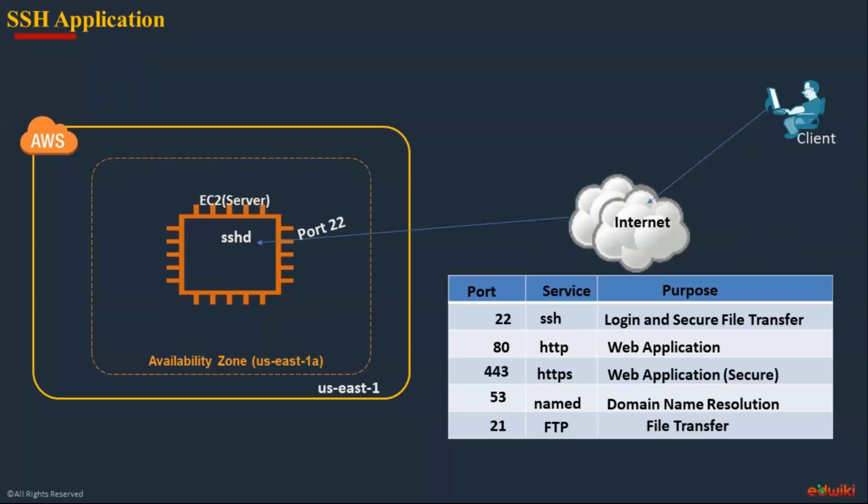That means if the client is sending the request to consume or use a service out of this list, the service-specific number has to be appended, added by the client to the request itself. That means the client has to tell that, hey, my request should go to number 22, my request should go to number 80, my request should go to number 443. Like that, the client should tell that my request should go to this number.